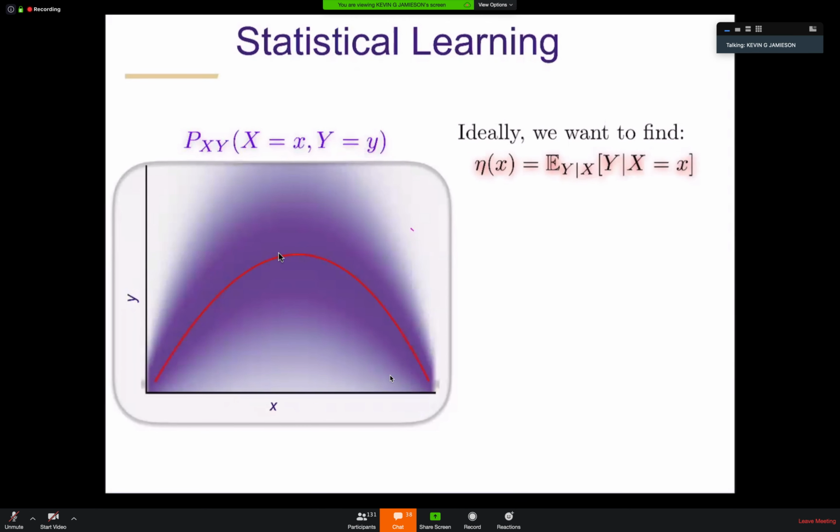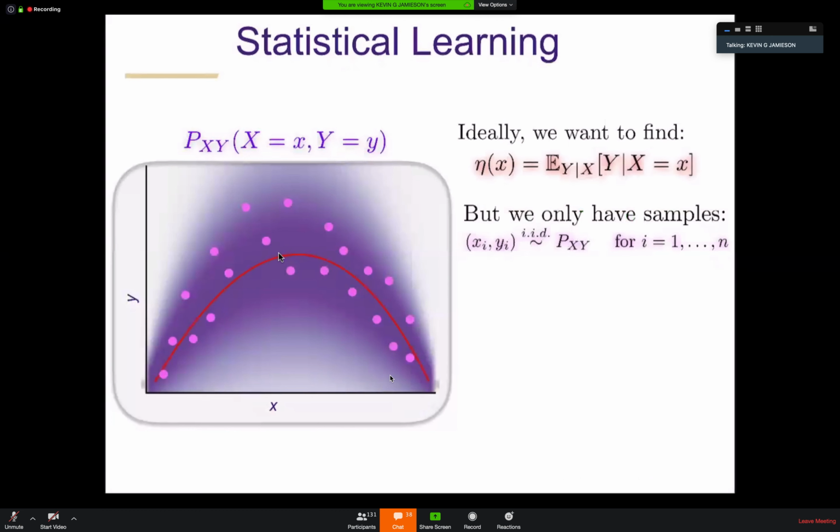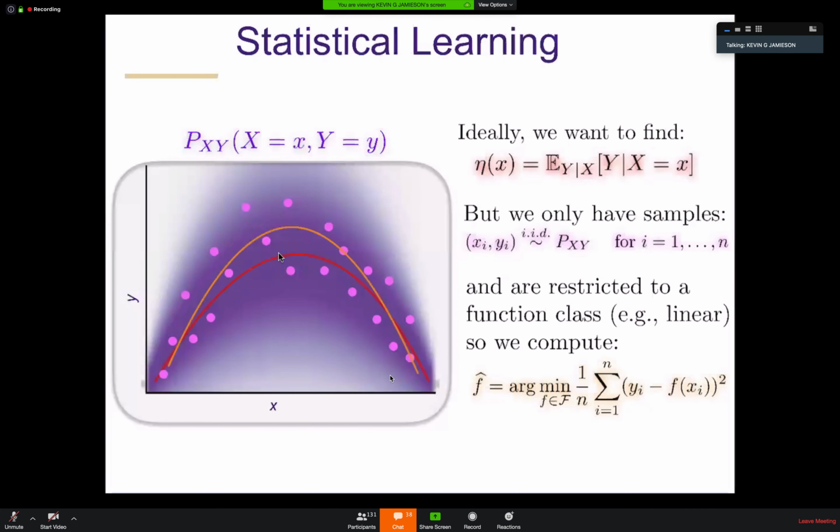Now, so we want to learn eta of x, but we don't have eta of x, and we don't have p of xy. We have samples from p of xy. So we have xi, yi, iid from p xy. And we're going to compute over some function class, calligraphic F, or cal F, which I will be calling it. And f hat is some empirical risk minimizer, or basically the f hat that minimizes this squared error loss that we've been talking so much about.